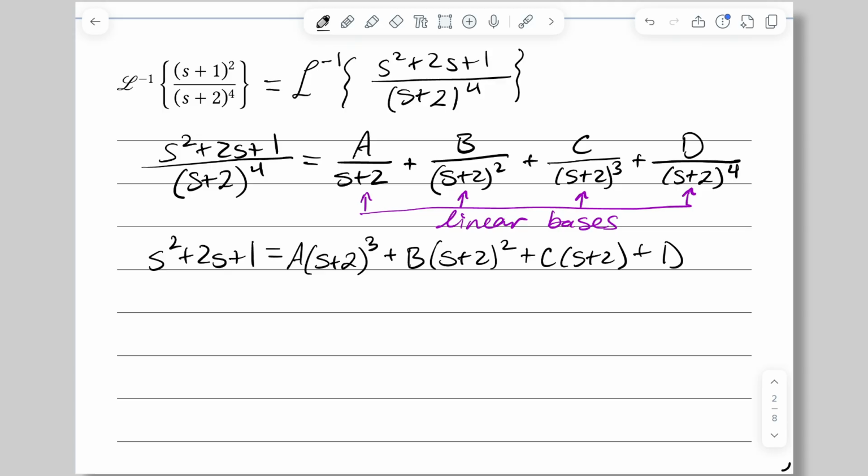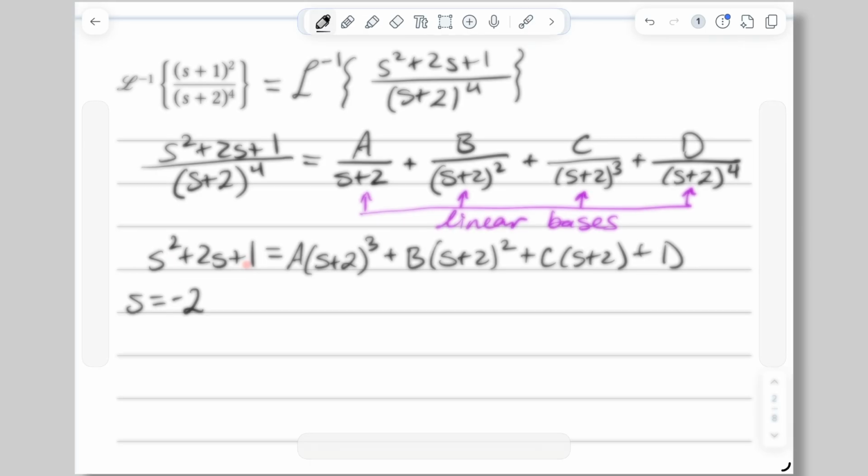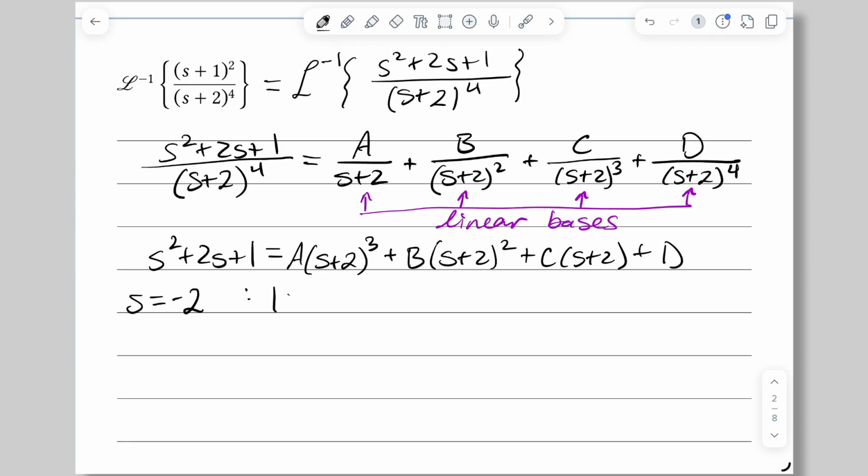We can zero out the terms that have a, b, and c by letting s equal negative 2. If we do let s equal negative 2, it's all instances of s on both sides of the equal sign. And that's going to result in 1 is equal to d.